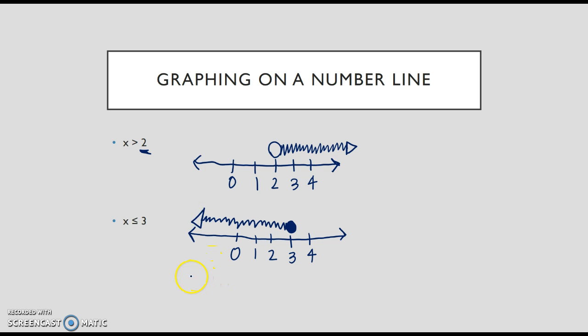If you notice, up here at x is greater than 2, it looks like it's pointing to the right, and I shade to the right. For x is less than or equal to 3, I'm pointing to the left, and I shade to the left. As long as your variable is first, you can go by this rule. But your variable has to come first. It can't be 2 is less than x. It's going to be shading the wrong way.